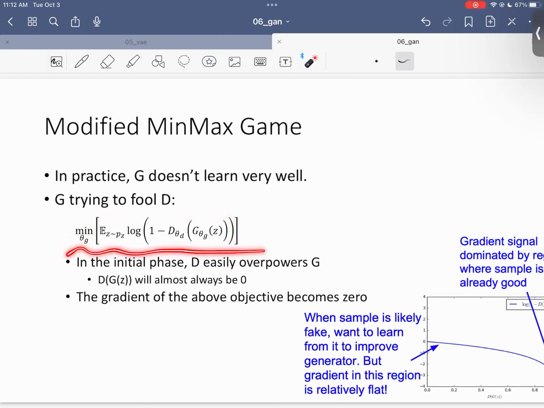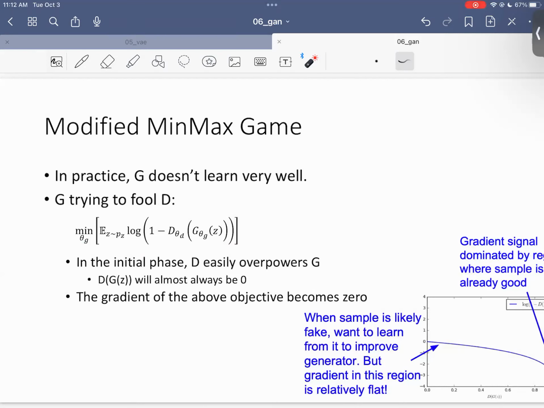So this is cross entropy with only the second term. In the initial phase, when you start training a GAN model, D easily overpowers G, because the job of D is way easier than G. G needs to generate fake samples, but D only needs to look at two samples, fake and real.